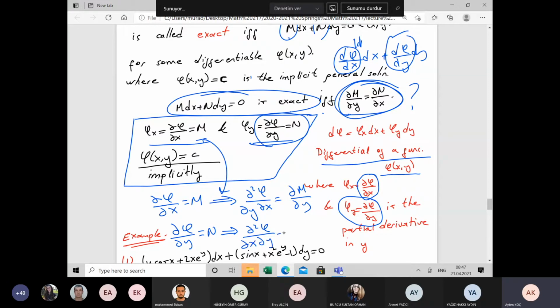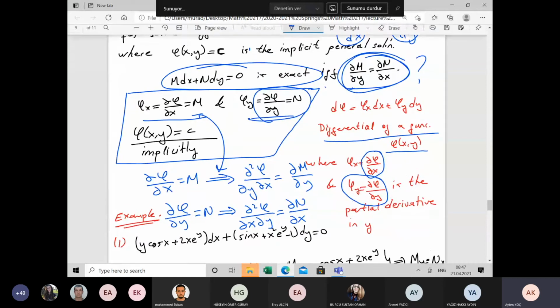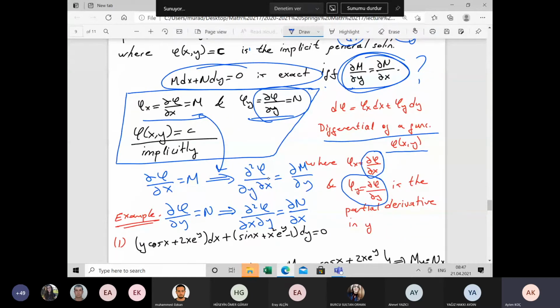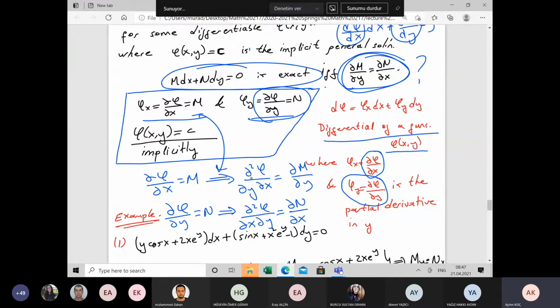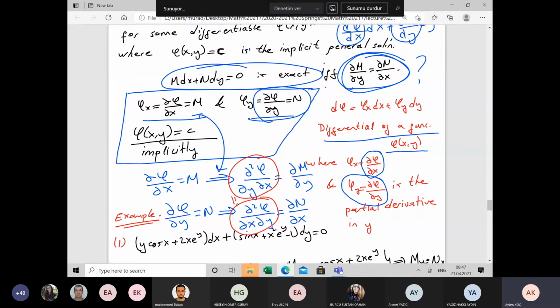We know from calculus that the mixed second derivatives are always equal; the order is not important. So if the left sides are equal, the right sides are equal as well. So we obtain this condition: if our equation is exact, it satisfies this condition, and our equation is exact if and only if this condition holds. Okay?